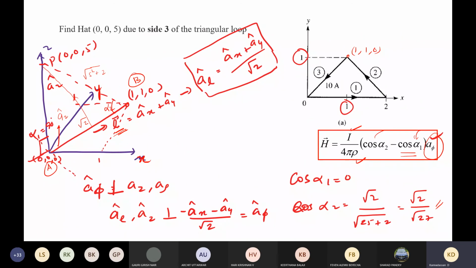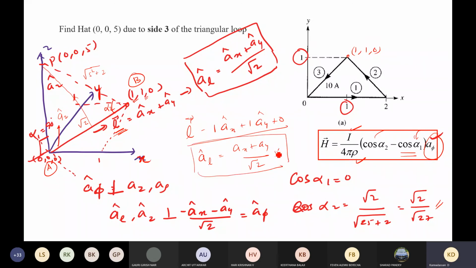So this A-phi vector is nothing but, okay, we have this vector, and we know its magnitude components are 1 and 1. So this L vector is nothing but 1 AX vector plus 1 AY vector plus 0. And this L vector's unit vector is going to be AX vector plus AY vector divided by root 2. That is nothing but the unit vector.